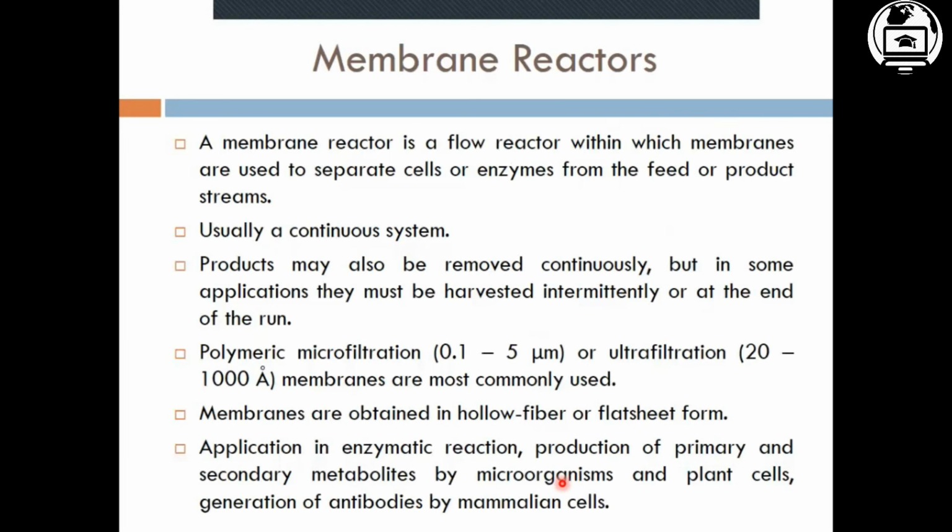Next is the membrane reactor. Membrane reactor is a flow reactor in which membrane are used to separate cell or enzyme from the feed or product stream. Using usually a continuous system, products may be removed continuously, but in some application they may be harvested intermittently or at the end of the reaction. Polymeric microfiltration 0.1 to 5 micrometer or ultrafiltration 20 to 1000 angstrom membranes are commonly used.